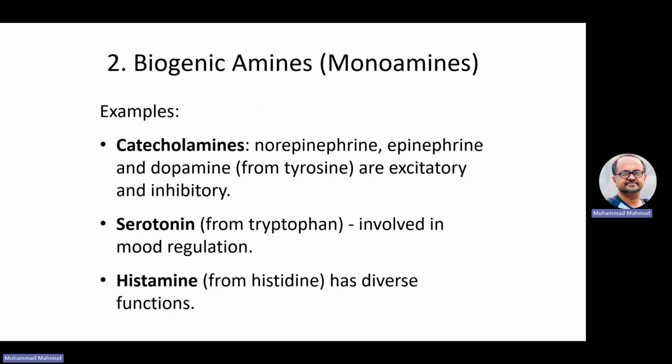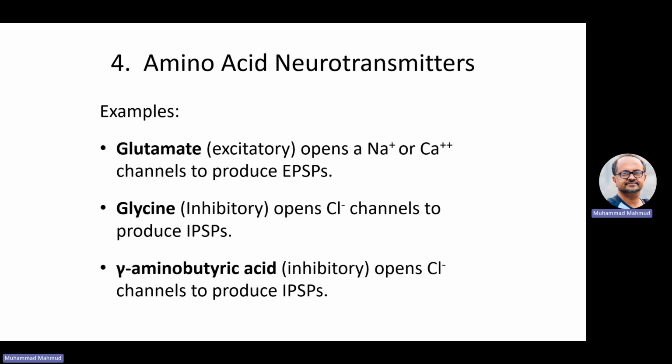Second group, the biogenic amines or monoamines. Examples are catecholamines like norepinephrine, epinephrine, dopamine, also known as adrenaline, noradrenaline. Serotonin, this one is involved in mood regulation. Histamine has diverse functions. In the third group, we have amino acid neurotransmitters like glutamate, glycine, or gamma aminobutyric acid, GABA.